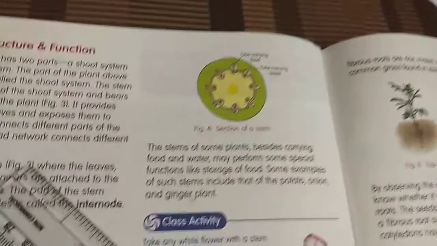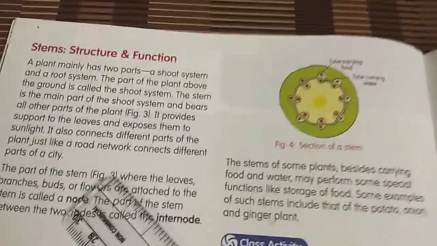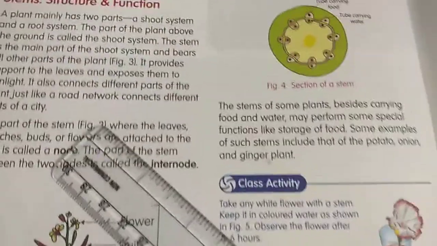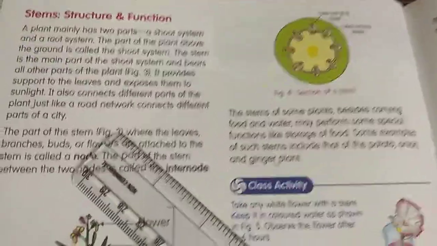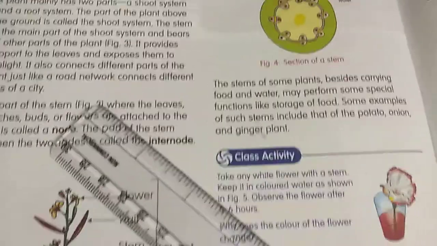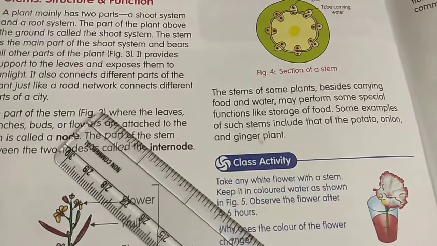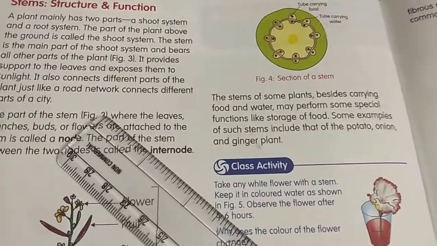And this shoot system mainly consists of the stem, and the first function of the stem is holding the entire plant. So now we are going to see the three main functions of the stem in this portion.